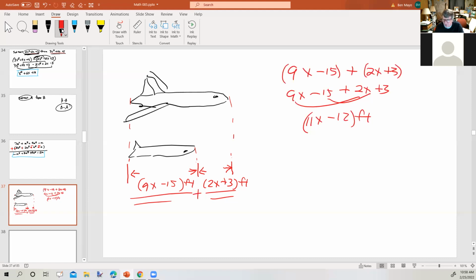That is feet. Now, in WebAssign, sometimes it has a box and it has the units outside of it. Other times you have to put the units in. So be careful, pay attention to the units. Okay.